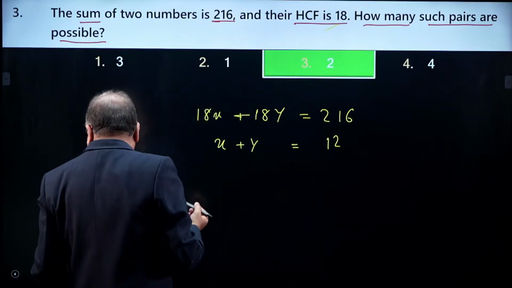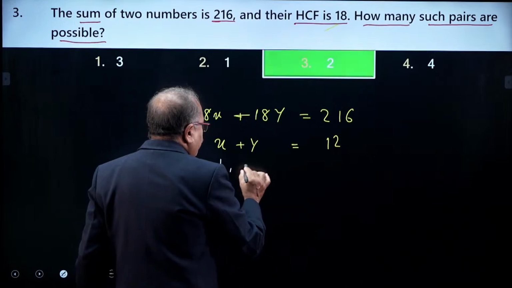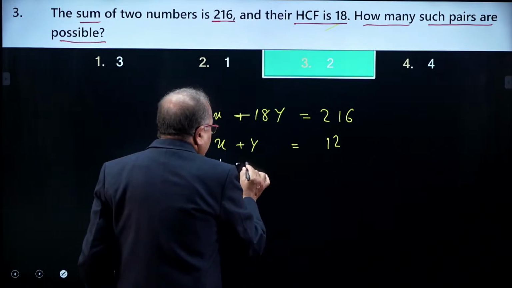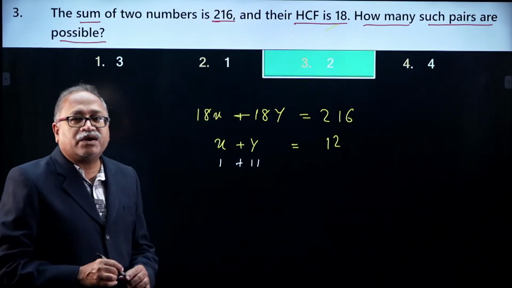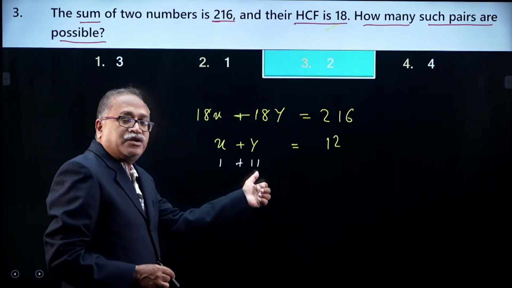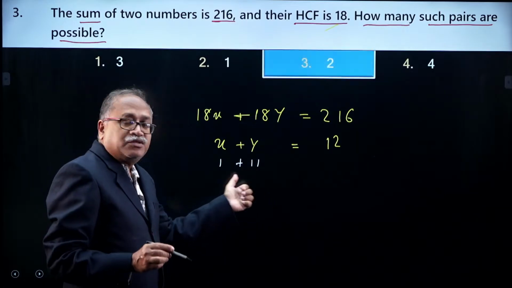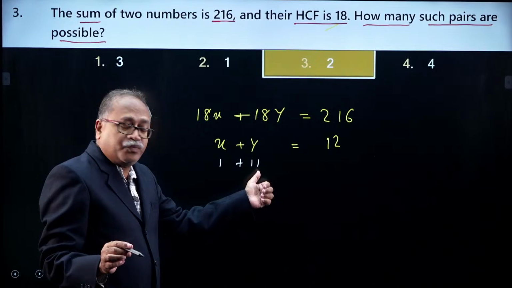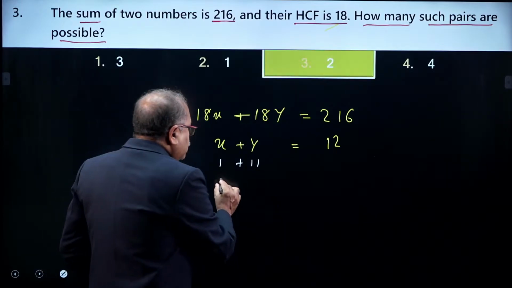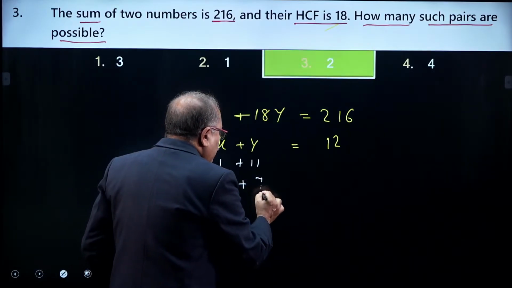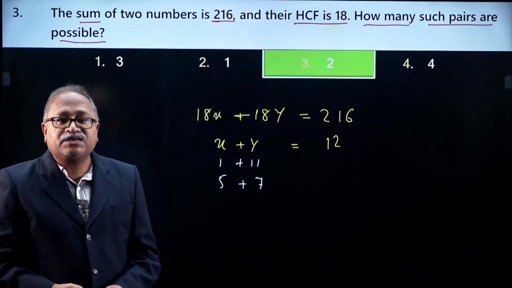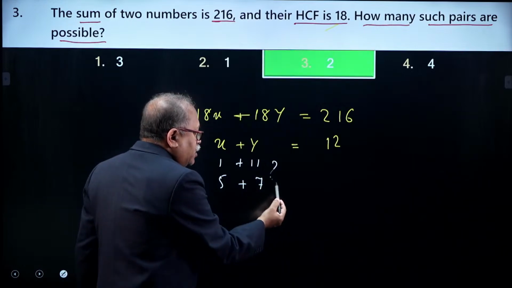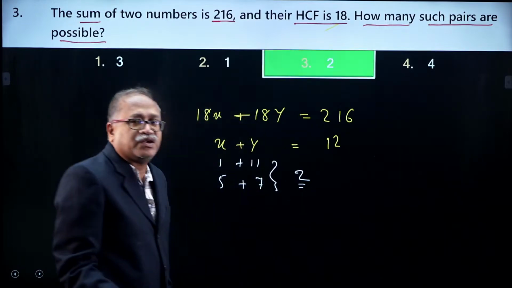The very first pair I notice is 1 and 11. 1 plus 11 is 12, and 1 and 11 are co-prime. Now 2 and 10, no, they are not co-prime. 3 and 9, not co-prime. 4 and 8, not co-prime. 5 and 7, yes, that's right. 5 plus 7 is equal to 12, and 5 and 7 are co-prime. 6 and 6 is not possible. So here there are two such pairs possible.